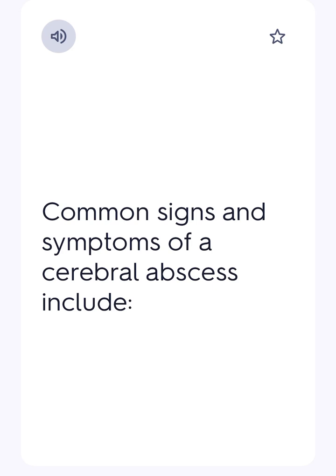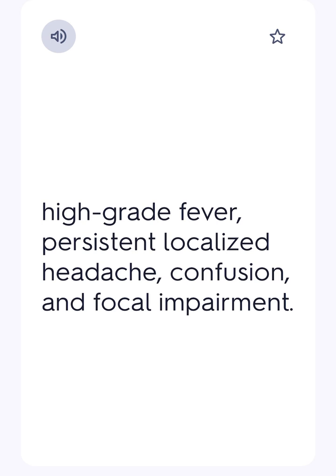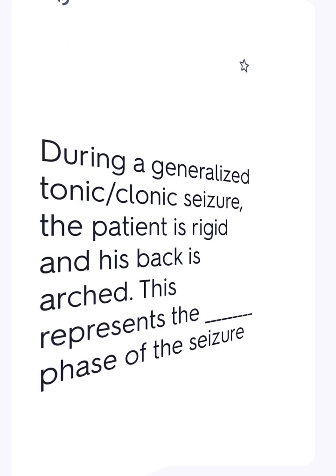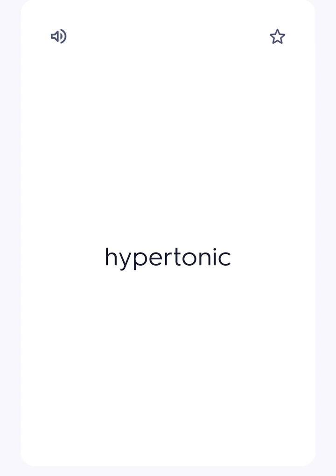Common signs and symptoms of a cerebral abscess include high-grade fever, persistent localized headache, confusion, and focal impairment. During a generalized tonic/clonic seizure, the patient is rigid and his back is arched. This represents the blank phase of the seizure. Hypertonic.